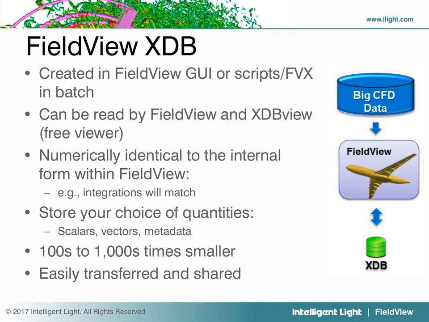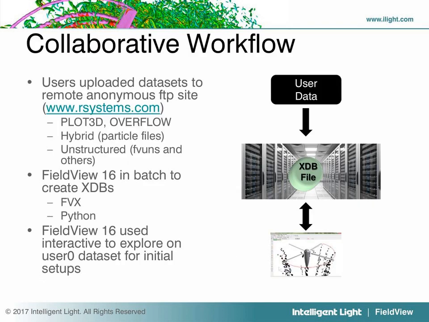These surface extracts can store your choice of quantities. They can be scalars or vectors. Different types of metadata can be stored inside these extracts. Oftentimes, we'll output just the quantities we need on that surface in order to perform the types of integrations and images that we need downstream. What's really interesting here, too, is that these surfaces are hundreds to 1,000 times smaller, which makes them much easier to transfer and to share with your collaborators.